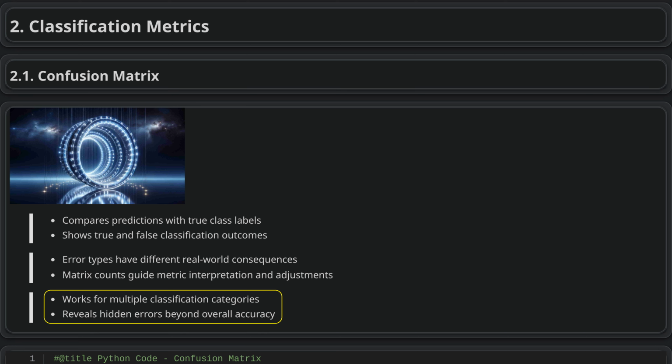Confusion matrices are useful for both binary and multi-class classification. They show which categories a model confuses, such as mixing account questions with billing issues, giving more detail than accuracy alone. This helps identify where the model needs improvement, such as better training data or clearer class definitions.